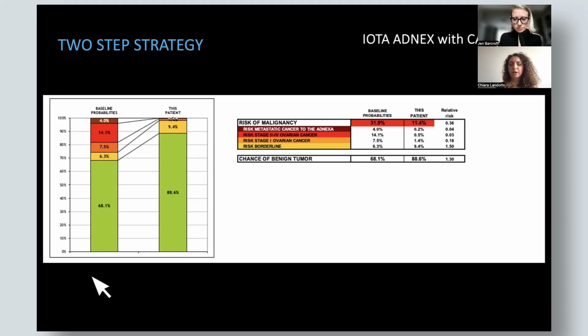So what we usually see when we apply ADNEX is that the inclusion or exclusion of CA125 does not really change the overall risk of malignancy, but the presence of CA125 can make the relative risk more accurate and can guide you maybe better in terms of counseling of the patient in terms of the specific subtype.